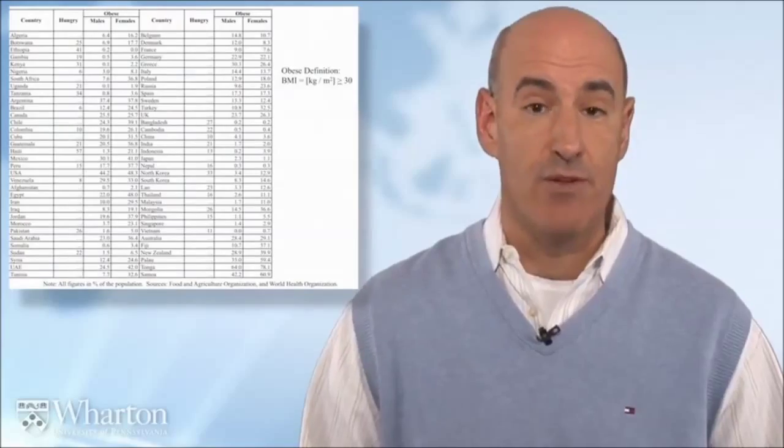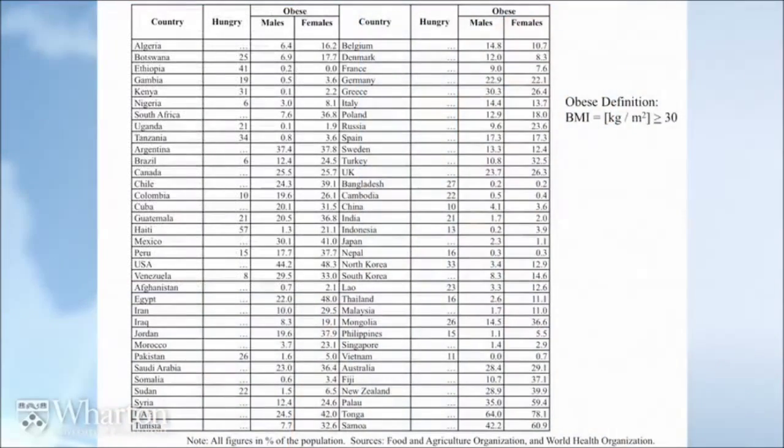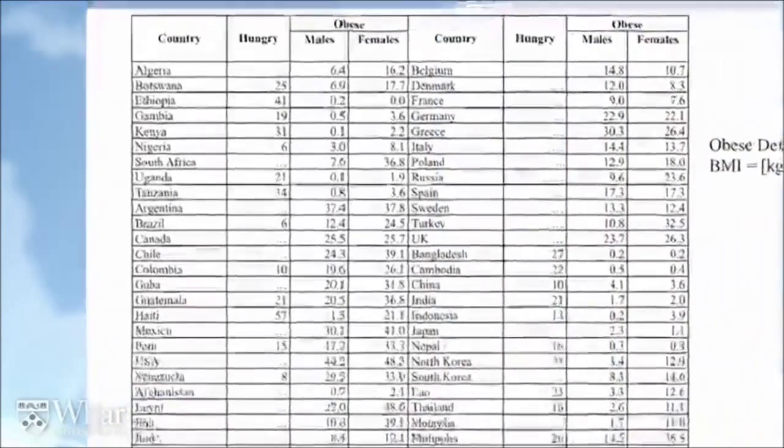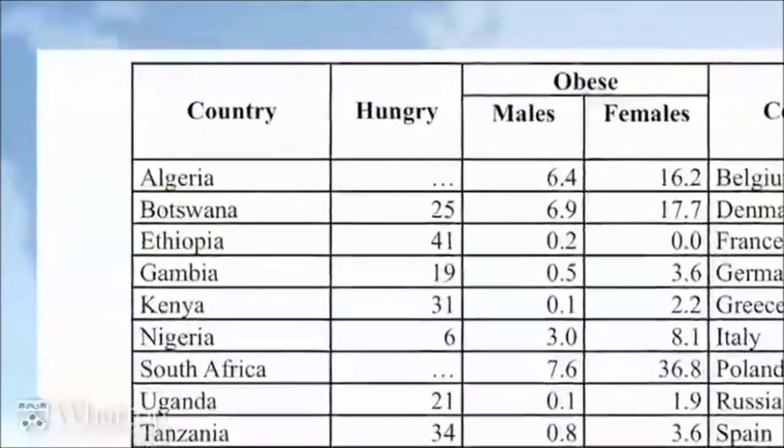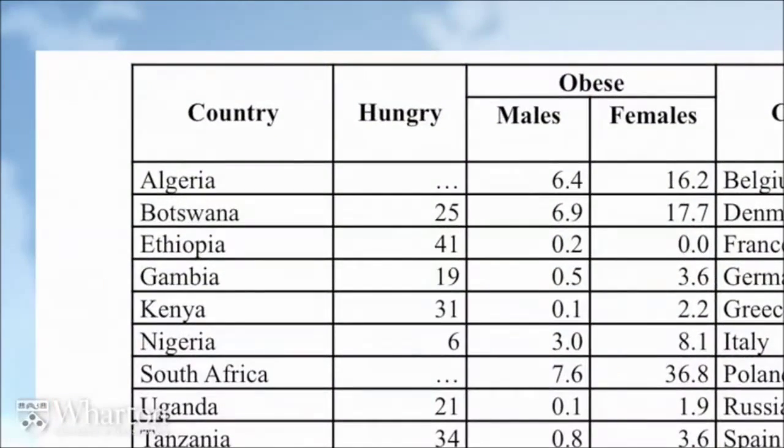Take a look at this table. What you have is the statistics, once again from official sources. For each country, you have the percentage of the population that goes hungry, and then you have the proportion of the population classified as obese. And that number is broken down for men and women.